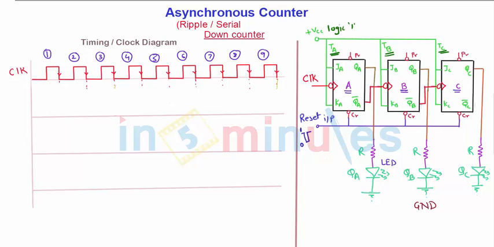So let us move to the clock diagram or the timing diagram, and first of all I am going to plot the output for QA. And before plotting out the output of QA, I'll make sure that the reset pulse is given to the circuit. Before the application of the clock pulse, I will give the reset pulse.